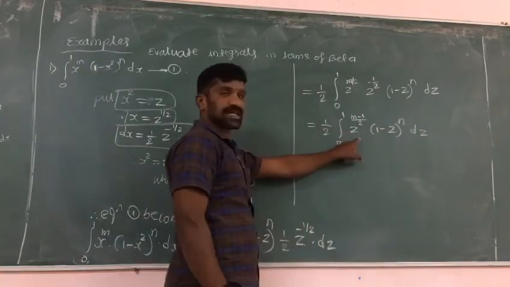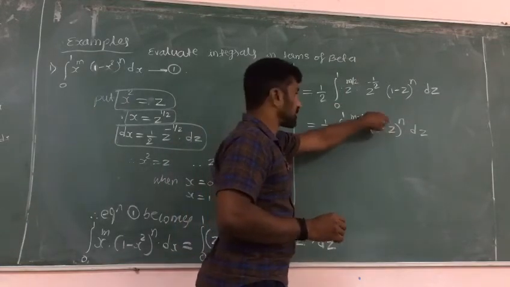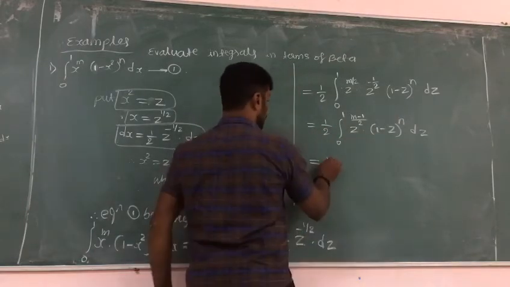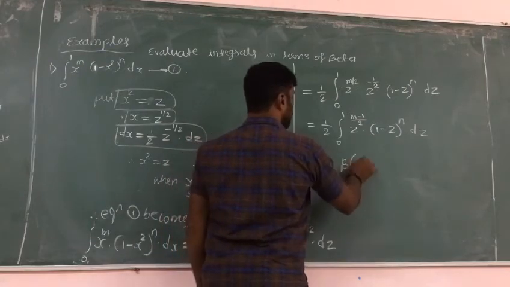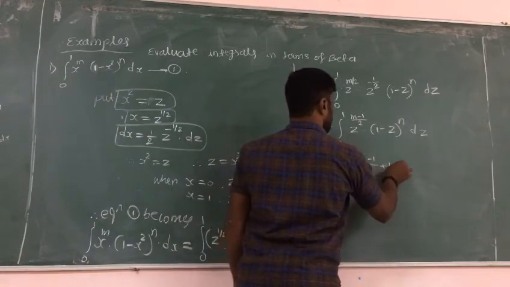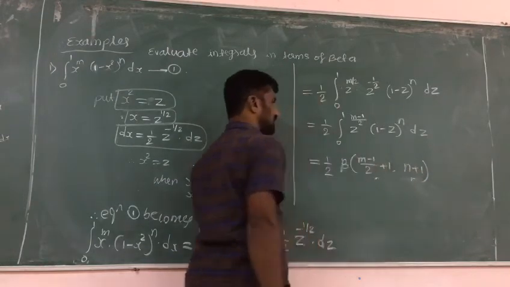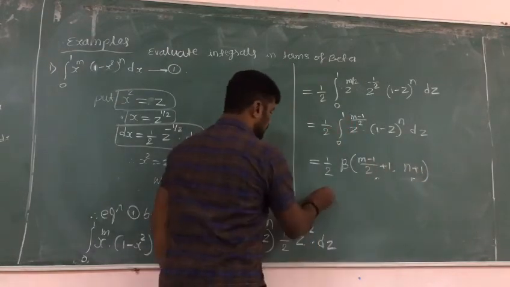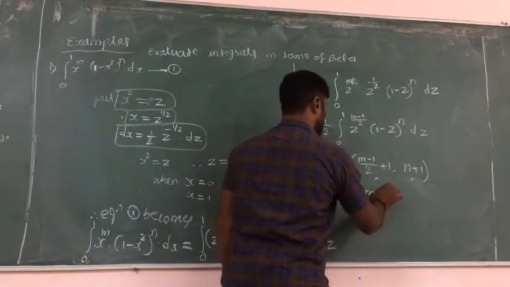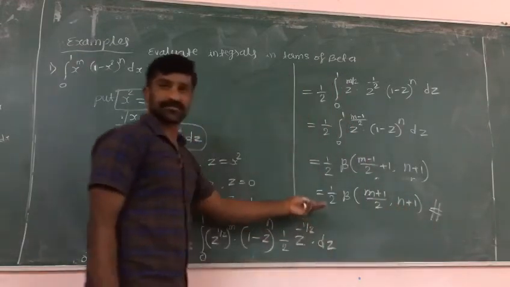So now it is exactly in the form of beta function, x raised to something, 1 minus x. One idea: I want to reduce it. So it is exactly in the form of beta, so I can express it as 1 by 2 beta of m minus 1 by 2 plus 1 comma n plus 1. Taking this as m and this as n, applying the definition, that equals 1 by 2 beta of m plus 1 by 2 comma n plus 1. So this is the example. Clear?